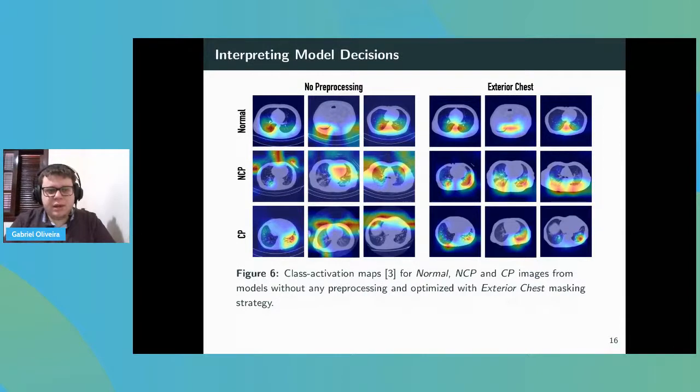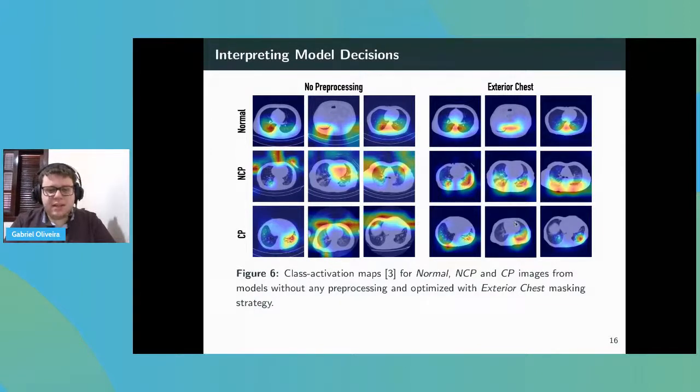Finally, we interpret the model decisions. For this, we used GradCAM. Here are two cases. The first one is the no processing technique, considering the original images. The second one is the best preprocessing technique, the exterior chest. Here are the three cases: normal, a patient with no disease; novel coronavirus pneumonia, or COVID-19; and common pneumonia.